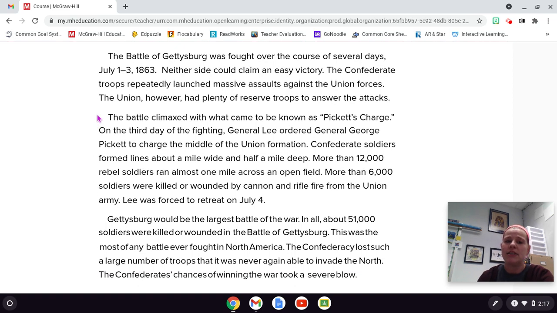The battle climaxed with what became known as Pickett's Charge. On the third day of fighting, General Lee ordered General George Pickett to charge the middle of the Union formation. Confederate soldiers formed lines about a mile wide and a half a mile deep. More than 12,000 rebel soldiers ran almost 1 mile across an open field. More than 6,000 soldiers were killed or wounded by cannon and rifle fire from the Union Army. Lee was forced to retreat on July the 4th.